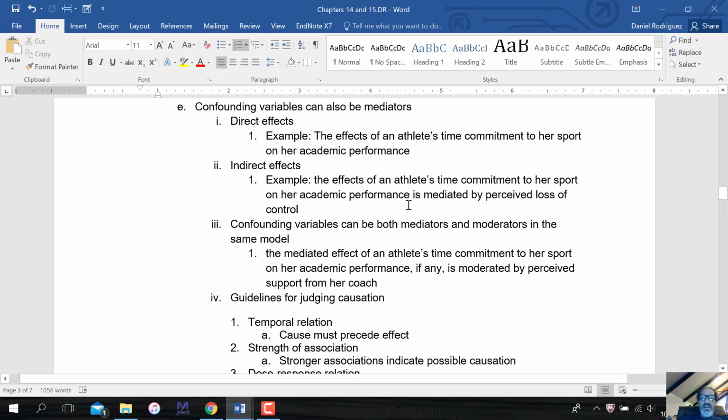Now, the mediator variable here, this control, is actually a confounding variable because it's related to both academic performance and one's time commitment to her sport. We could also include a moderator, and you get what's known as moderated mediation. These things can get really, really complicated, and that's the nature of the world.